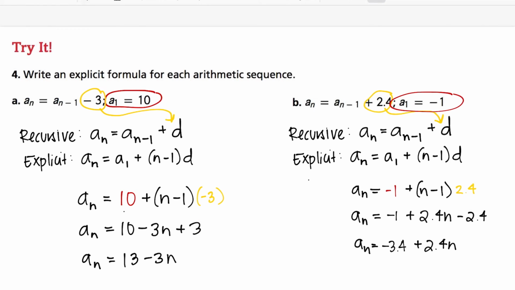And then I simplify. For this one, it's okay to have a common difference that is a decimal or a fraction. That's perfectly fine. This I'm just going to plug in for my D here for the explicit formula. And then a sub 1, I plug in that a sub 1 spot and also simplify as well.